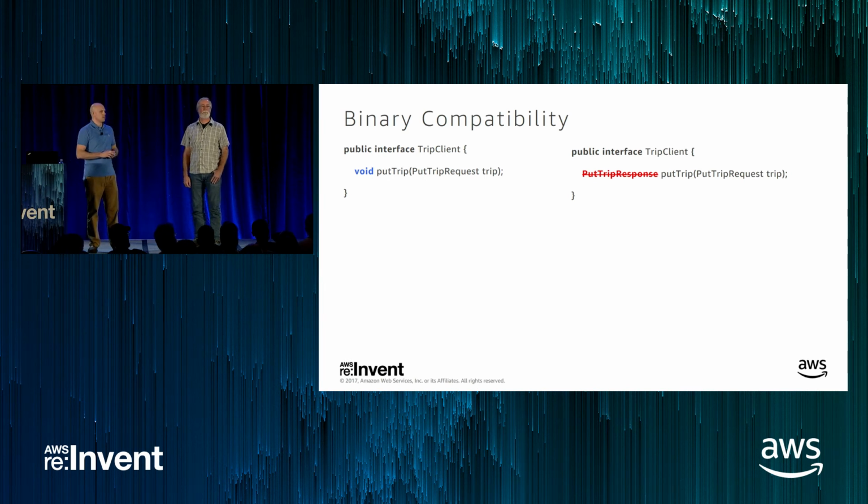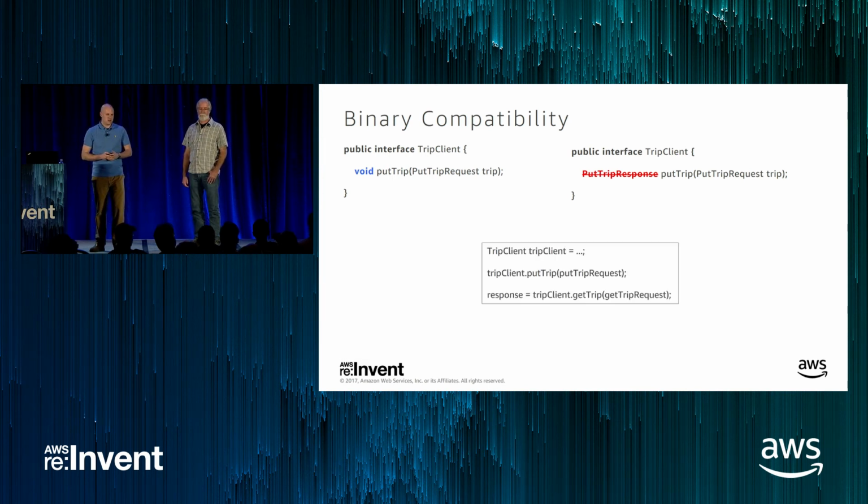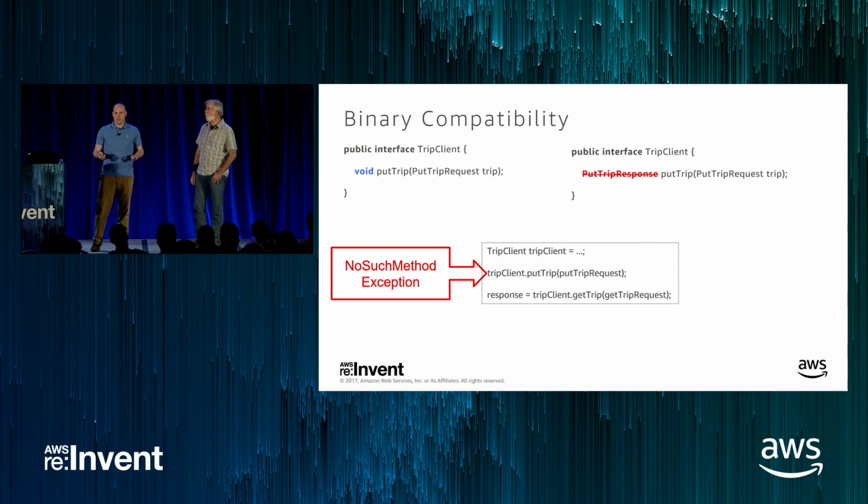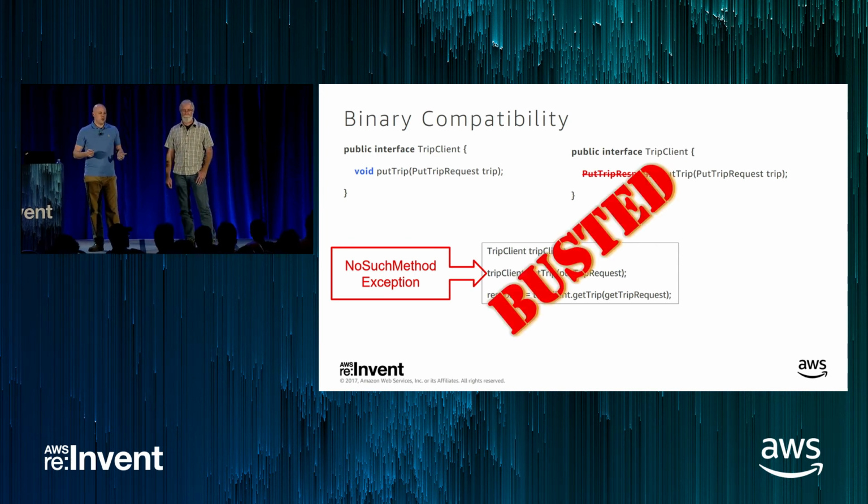If, instead of recompiling our application when we bring down the new version of the client, we were to take that client library and drop it straight into our existing application that had already been compiled, then at this point, this code is going to break. Because at the point that we try to call put trip, the bytecode that's been generated at compile time is looking for something with a specific signature, and the signature includes the original return type. So what we're going to get is a no such method exception here. And so we can't do that.